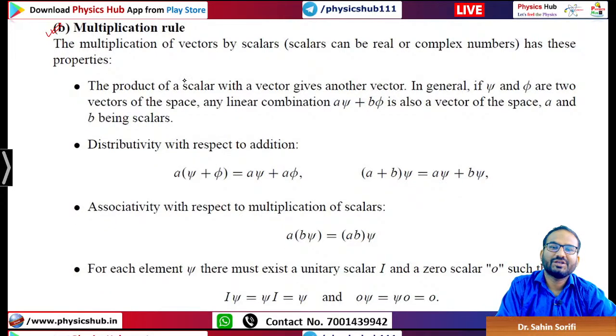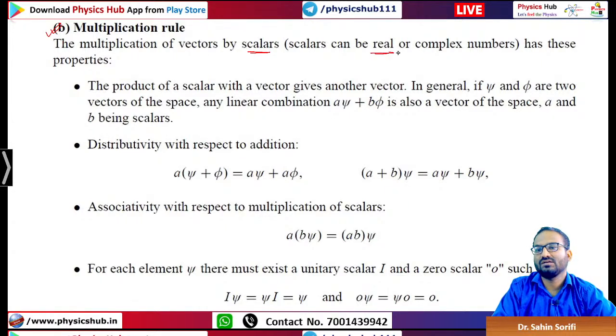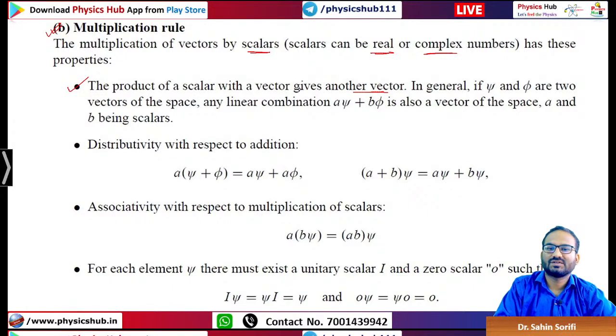Multiplication rule: multiplication of vectors by scalars. You know, vectors we have psi, phi, and chi, multiplying them with scalars like a, b, c. The scalar may be real or maybe some complex numbers, like i, 2i, 3i, and so on. So it has this property: the product of a scalar with a vector gives another vector. Simple thing, like if you have a vector, let's say 2i cap minus 3j cap, and you multiply with a scalar, let's say 2, it will become 4i cap minus 6j cap. So that is also a vector. So that is why the product of a scalar with a vector is another vector.